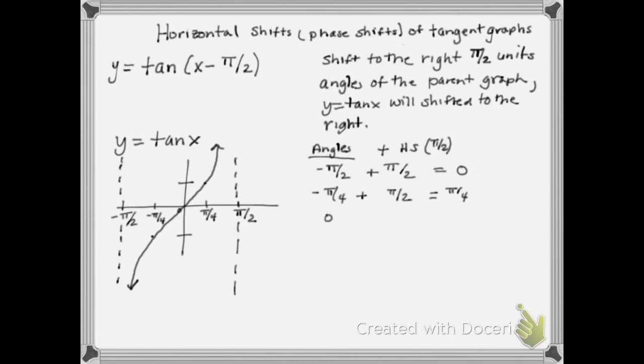Then you have 0. If you add the shift, it would be pi over 2. Then you have pi over 4 plus pi over 2, which gives you 3 pi over 4. And pi over 2 plus pi over 2 is 2 pi over 2, which is just pi. So these are our new angles: 0, pi over 4, pi over 2, 3 pi over 4, and pi.